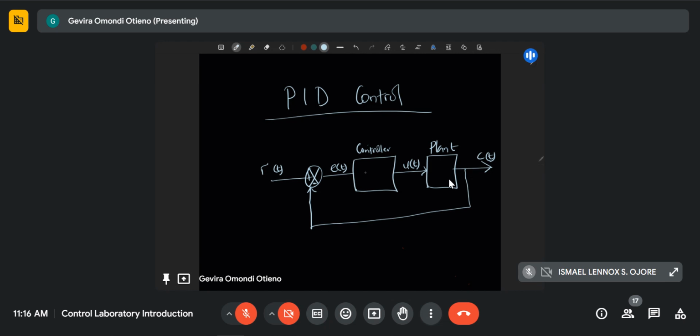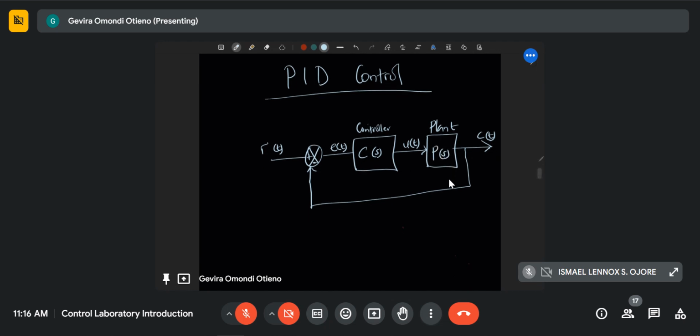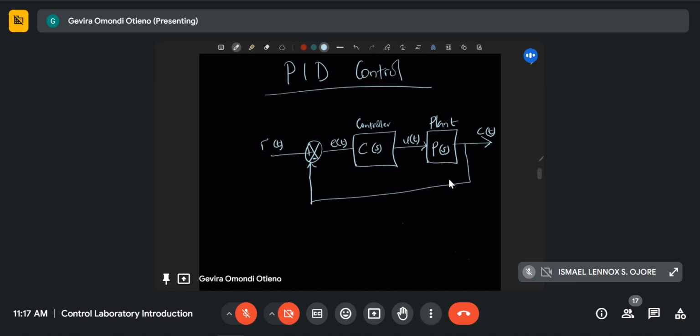Let's denote the controller with C of S, and this is capital now because that's the frequency domain. I've just mixed frequency domain and time domain, but anyway, you'll understand. You probably have been explained that.